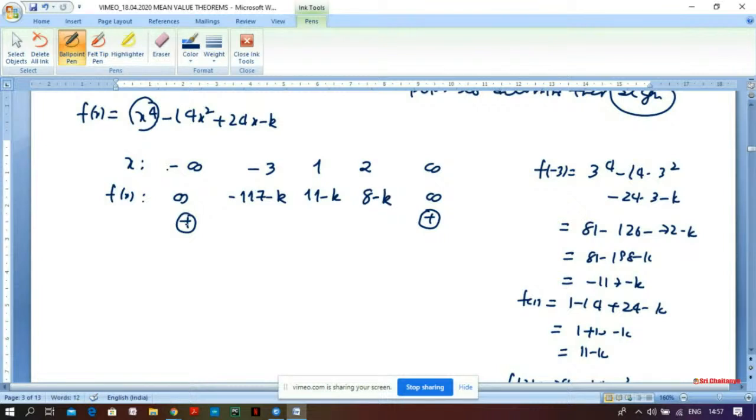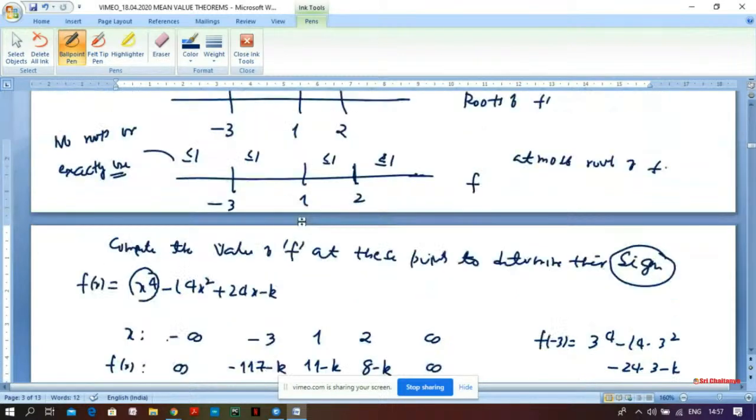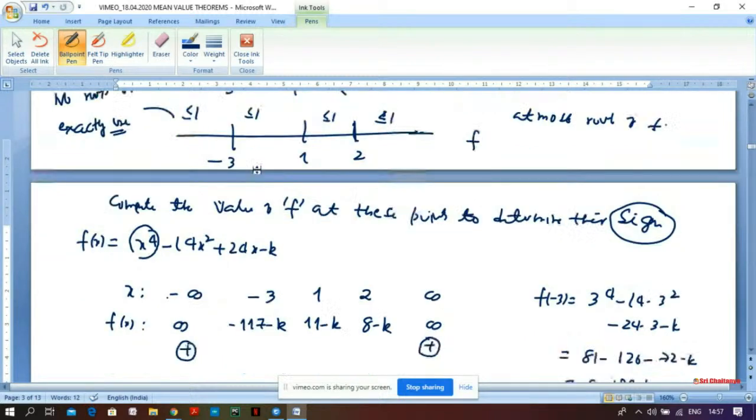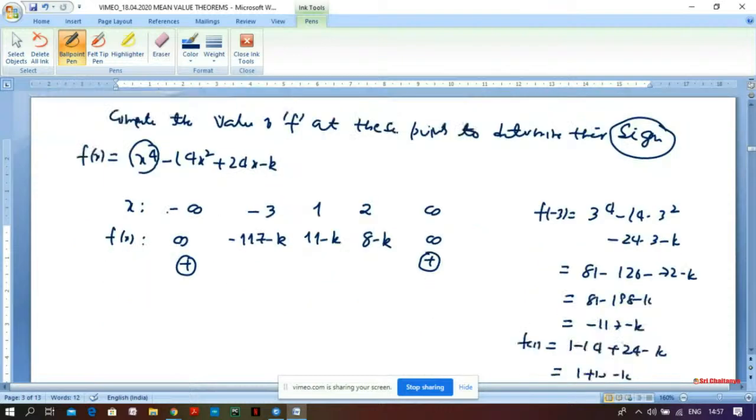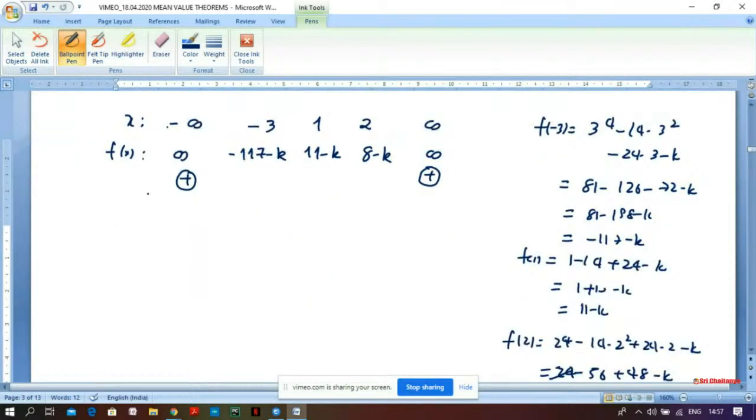So it is positive here, positive here. Now, if you want f to have 4 unequal real roots, you know that it means in each interval it must have exactly 1. Here exactly 1, here exactly 1, exactly 1, exactly 1, so 4 roots. For that to happen, you know something called the intermediate value property, IVP, for continuous functions.